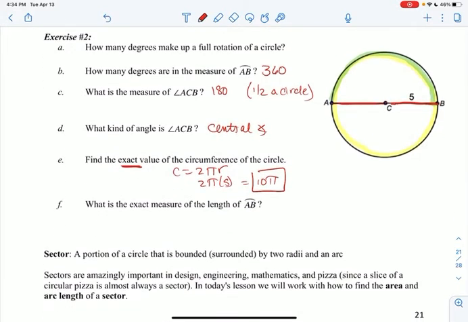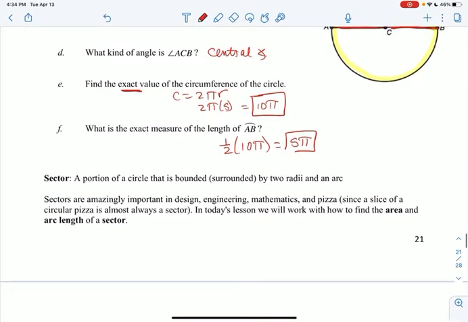What is the exact measure of the length of arc AB? Well, the exact circumference of the entire circle is 10 pi, and arc AB, which I have in green right there, is half of a circle. Half of 10 pi is 5 pi. So that's the exact measure of the length of AB.